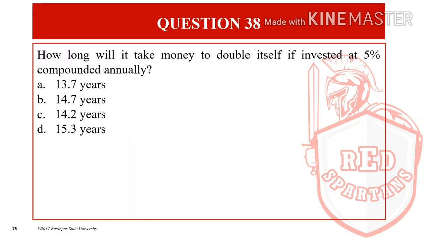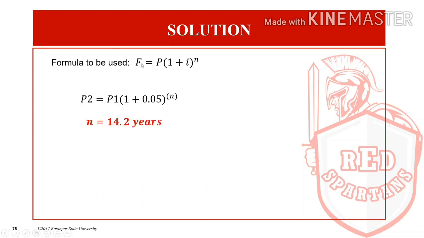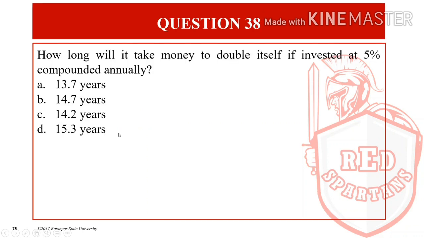So, letter B. For question number 38, how long will it take money to double itself if invested at 5% compounded annually? Letter A, 13.7 years, B, 14.7 years, C, 14.2 years, and D, 15.3 years. So, same formula pa din, F is equal to P, 1 plus I raised to N. So, meron akong 2 pesos is equal to 1 peso since madodoble daw yung amount niya, times 1 plus 0.05 raised to N. Shift solve lang natin. Then, N is equal to 14.2 years. So, letter C.